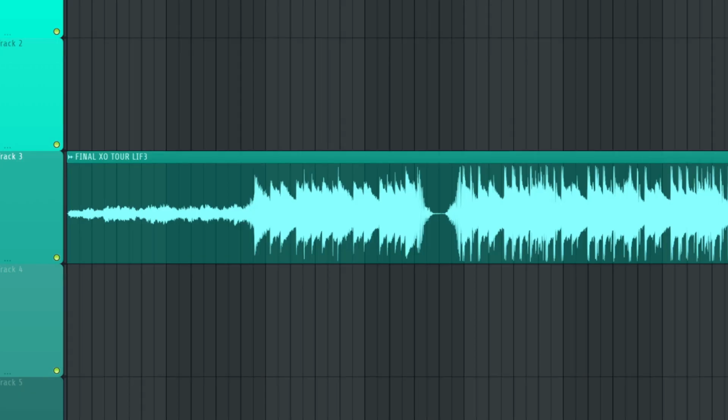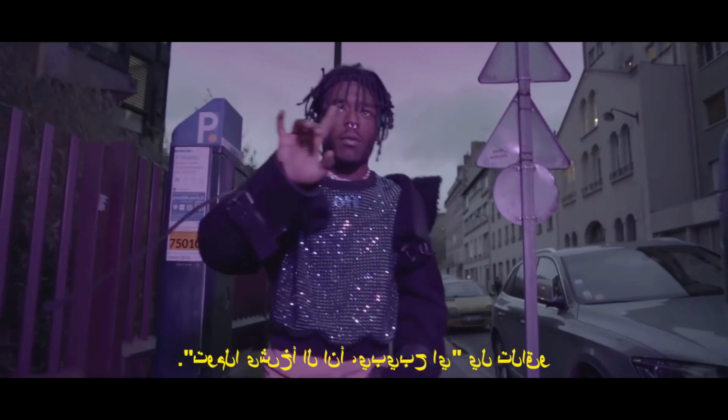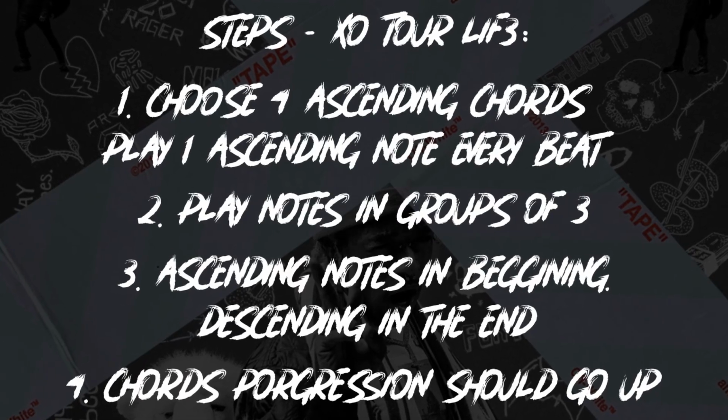Like this, our intro will have 2 phases. First, the halftime one without the 808s and perks, and the second is the original melody with 808s and perks. And done! That's how to make a dreamy trap melody like EXO Tour Live by Lil Uzi Vert. Here are our 4 steps once again in case you want to screenshot this to use it later.